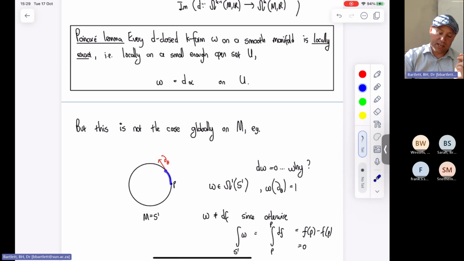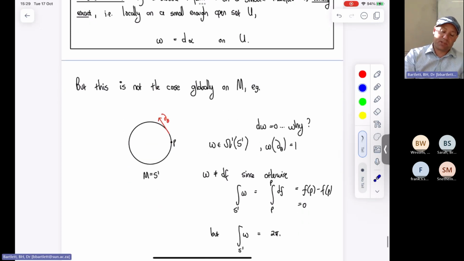So since the path begins and ends at P, it's going to be f of P minus f of P, so I get 0. So in other words, if this omega was df, then its integral would be 0 around the circle. But the integral of omega is not 0, because if I integrate around the circle, then I'm essentially calculating the length of the circle, which is 2 pi.